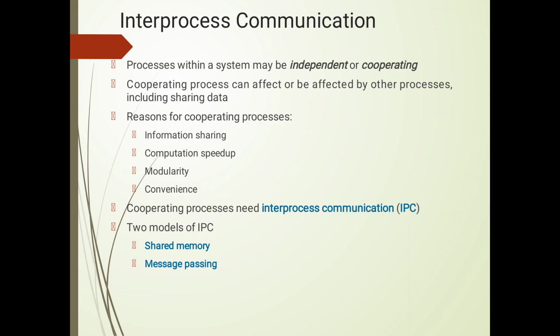Inter-process communications. The processes within a system may be independent or cooperating. A cooperating process can affect or be affected by other processes, including sharing data. Reasons for cooperating processes: information sharing, computation speedup, modularity, convenience. The cooperating processes need inter-process communications. There are two models of inter-process communication, shared memory and message passing.